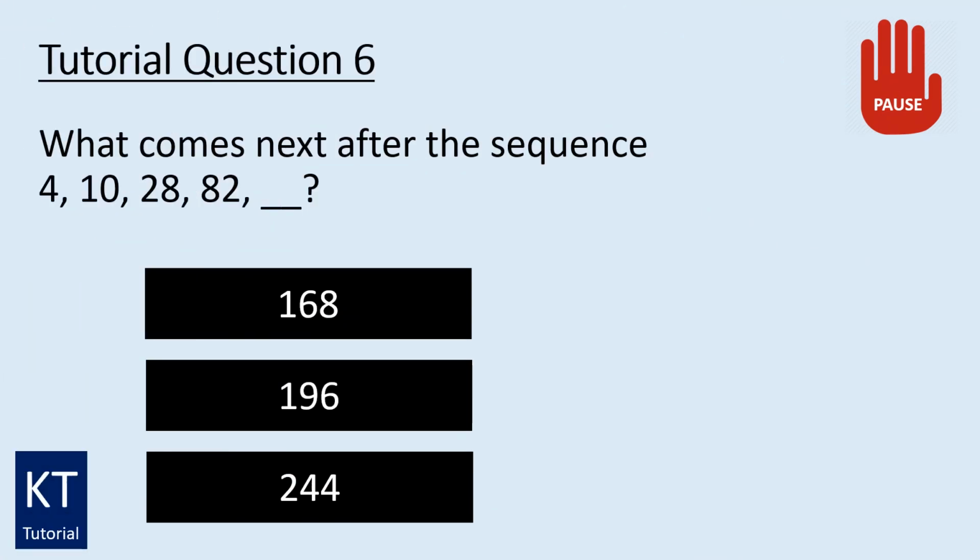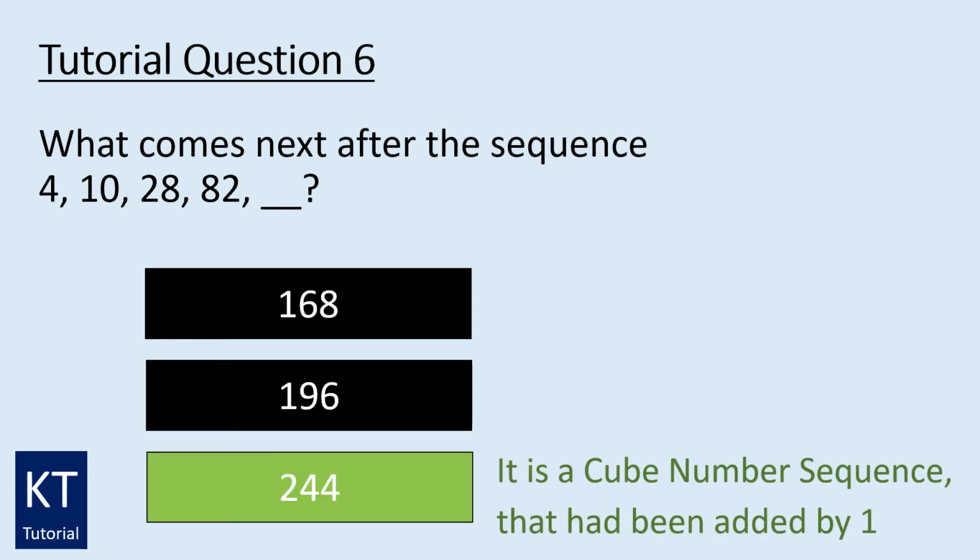Now back to tutorial questions, so please press the pause button now as required. Question 6 reads as, what comes next after the sequence 4, 10, 28, and 82? If you watch the numbers closely, these numbers represent a cube number sequence that had been added by 1. Therefore, the number that comes after 82 is 244.